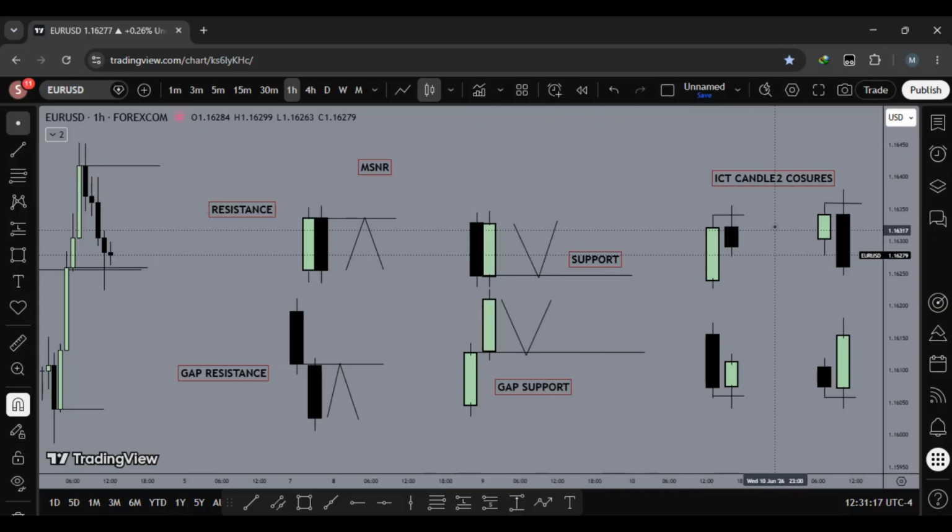Now when you mark it, once you see daily reject daily or weekly reject weekly, we want to see candle 2 closure. ICT candle 2 closure. This language is not my language. It's a language used by T trades. You all know T trades. Candle 2 closure, that's where I learned this language from. So once you see the rejection, you wait for candle 2 closure. This is a confirmation that the market wants to reverse.